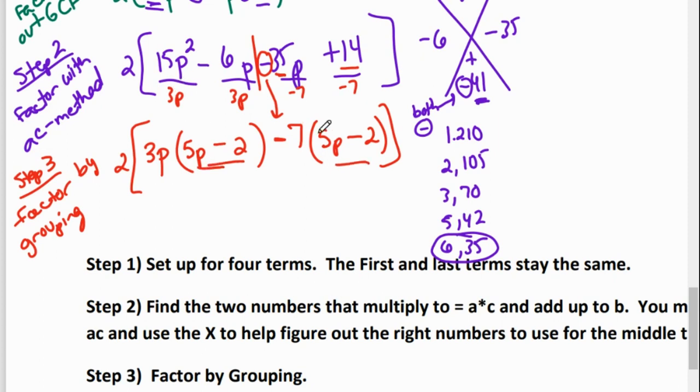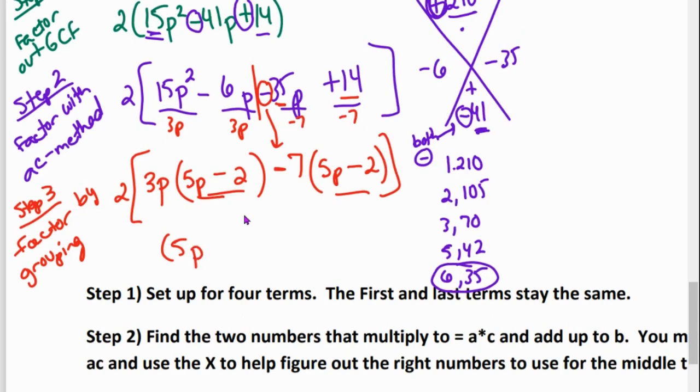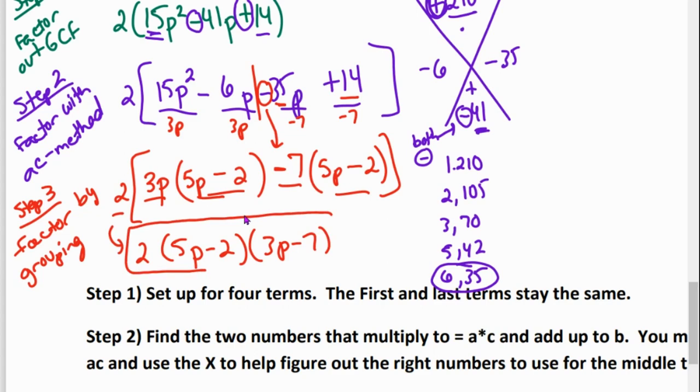So these binomials have to be the same. So then factor out the binomial. Put the 3p minus 7 together. Don't forget the 2 in front. Now it's factored completely. All right, I think, let me check the time. 59. All right, we can go ahead and get started on the next one.